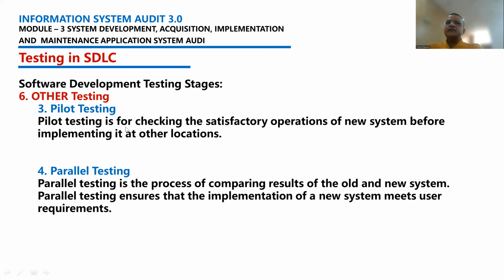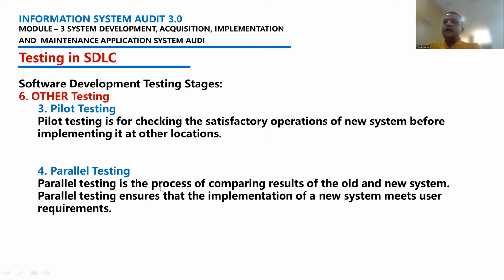Now, pilot testing is a name given for checking the satisfactory operation of a new system before implementing it at the location. Pilot programs are small or specific programs that are being developed. So pilot testing is done. We are going to test only that program which we have developed, the pilot program, and before it is implemented, it has to be checked.